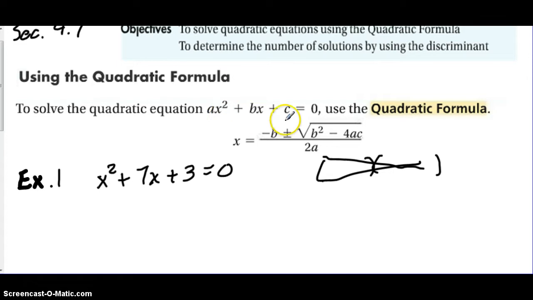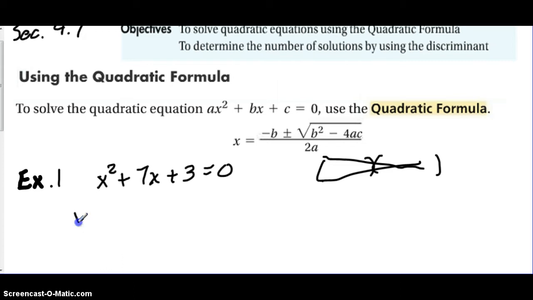Take a look up here. We have the standard form of a quadratic equation, ax squared plus bx plus c. And all we're going to do with this formula right here is plug in our a value, our b value, and our c value and solve for x. So let's take a look at our first attempt here.